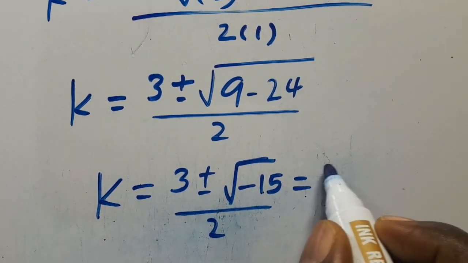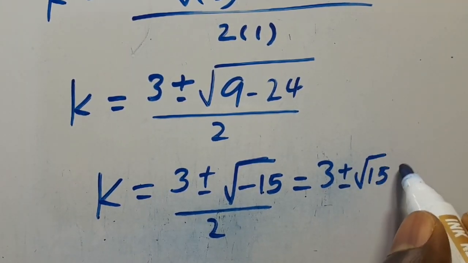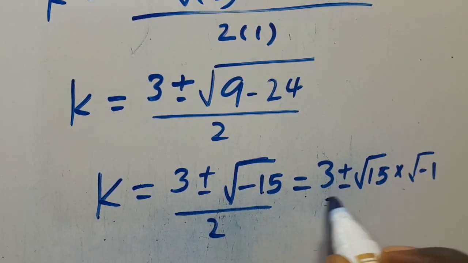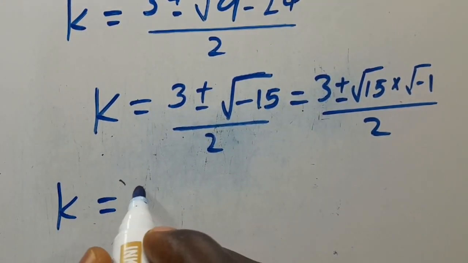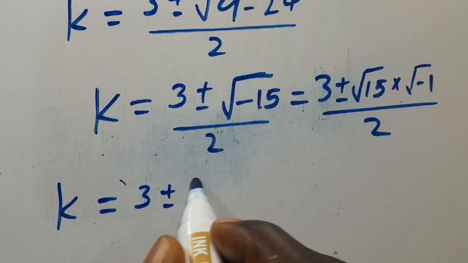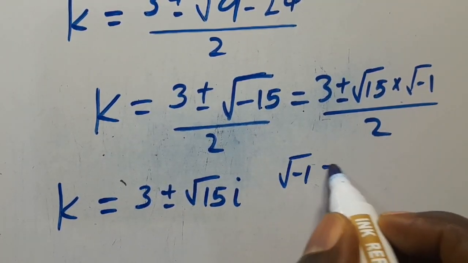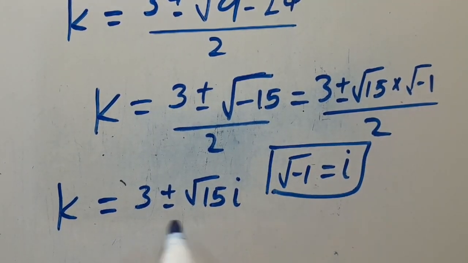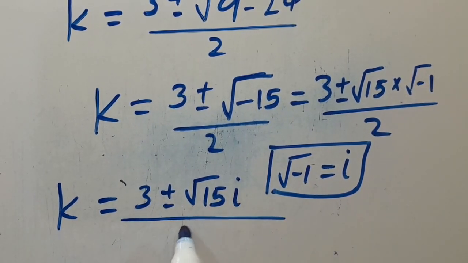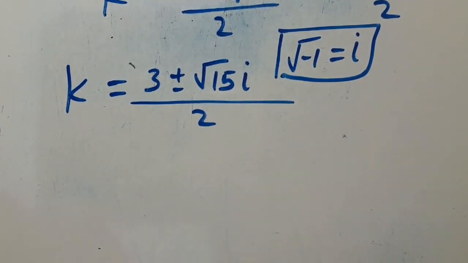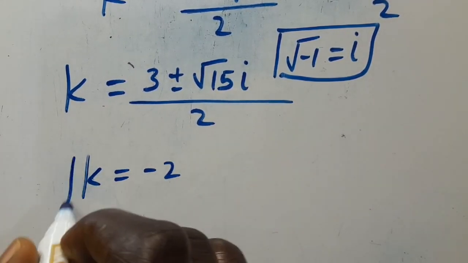And this can be simplified as 3, positive or negative, root of 15 multiplied by root of minus 1, divided by 2. So we have k equals 3, positive or negative, root of 15, root of minus 1 will give you i, then divided by 2.